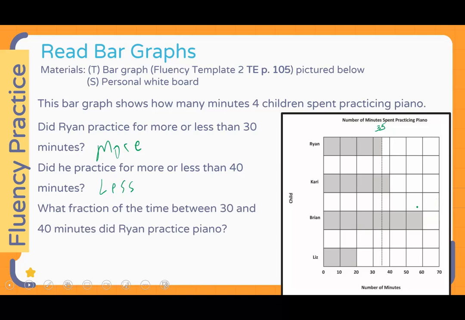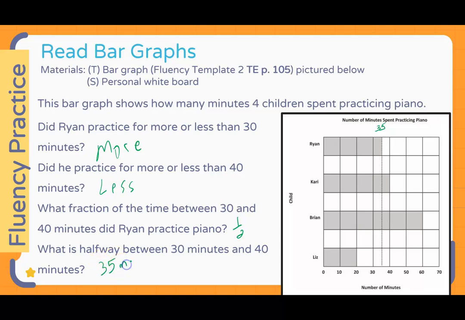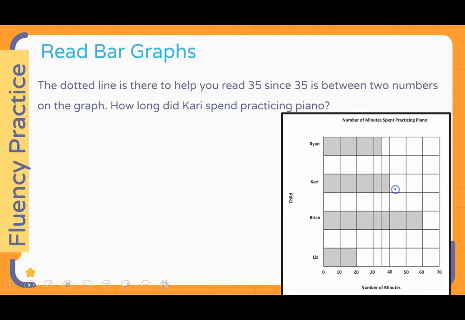What fraction of the time between 30 and 40 minutes did Ryan practice the piano? Half, because it's between 30 and 40. That's half, right? What is happening between 30 minutes and 40 minutes? That would be 35 minutes. Okay. The dotted line is there to help you read 35, since 35 is between 2 numbers on the graph.